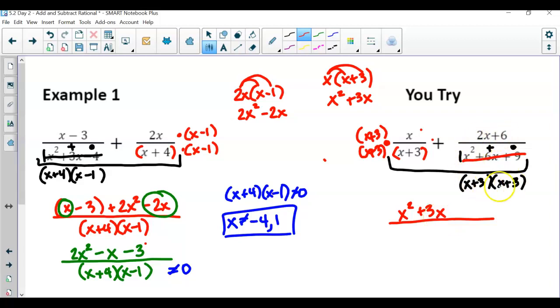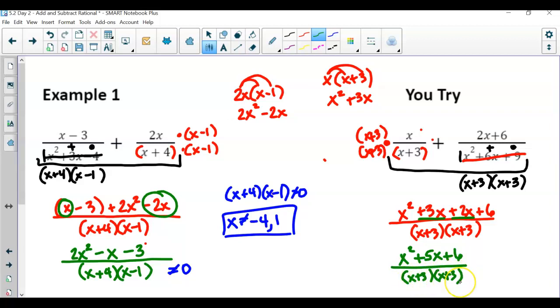Then the second rational expression already had our denominator that we're using. I'm going to bring down that numerator, plus 2x plus 6 over x plus 3 times x plus 3. Now I can combine like terms and continue simplifying because here I have 3x plus 2x. So this now I have x squared plus 5x plus 6 over x plus 3 times x plus 3. Now, if I wanted to, and this could be my final answer, and then x cannot equal -3 in the denominator.